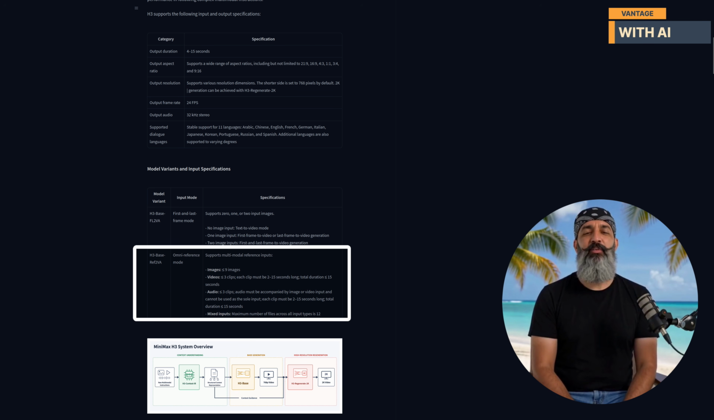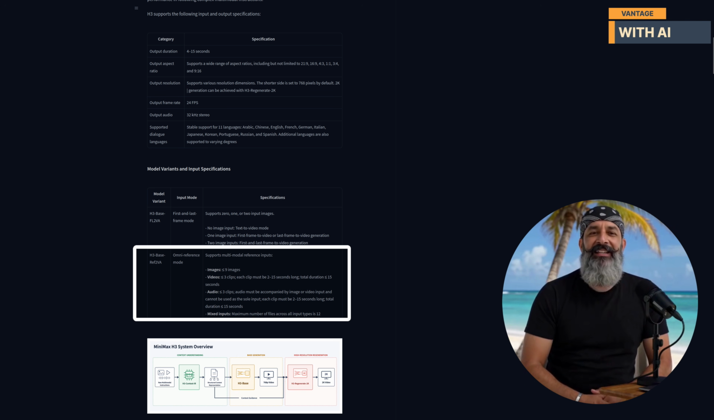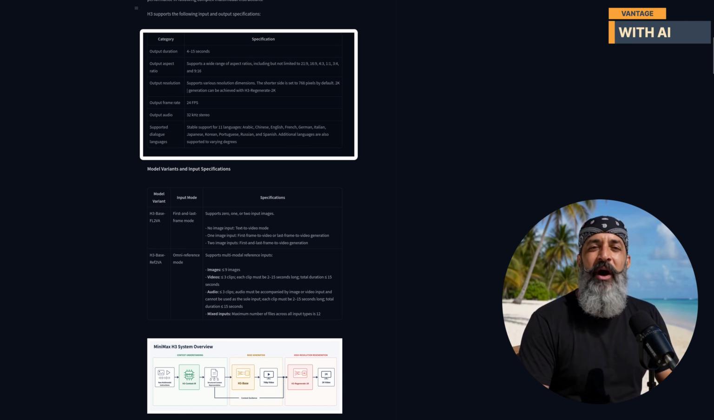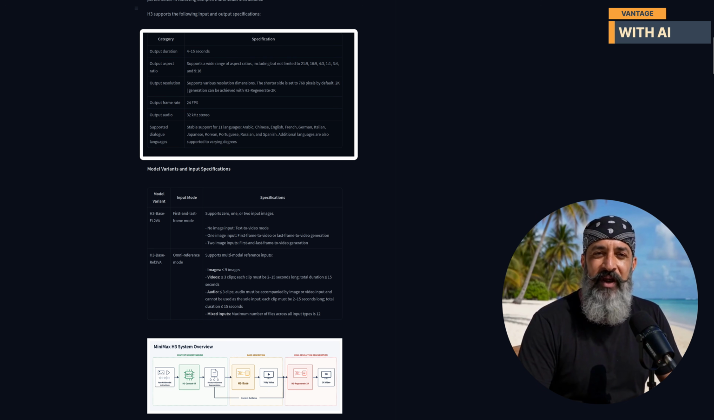The second model is Ref2VA, designed for reference-to-video generation. It can use multiple reference images, video clips, and even audio references, making it ideal for identity preservation, style consistency, and more advanced editing workflows. Both models generate videos at 24 frames per second, with durations from 4 to 15 seconds, support multiple aspect ratios, and produce synchronized 32 kHz stereo audio directly with the generated video.